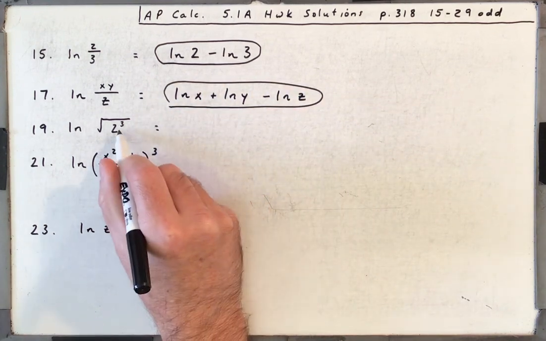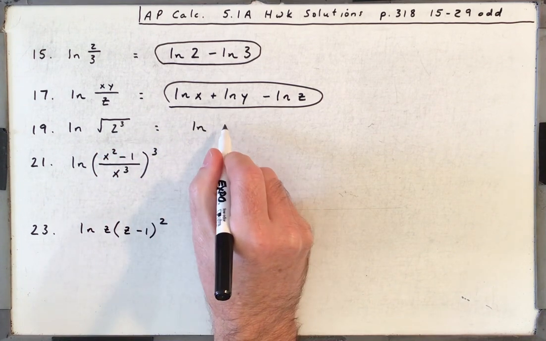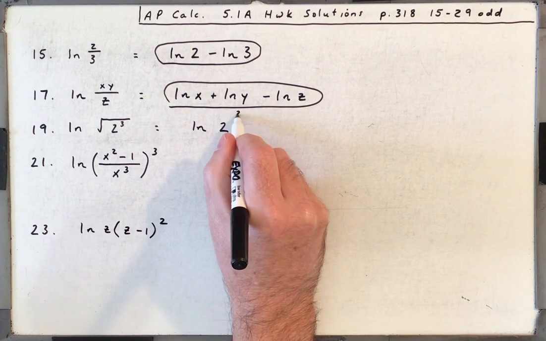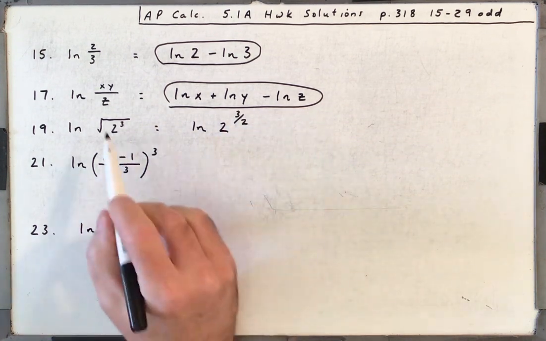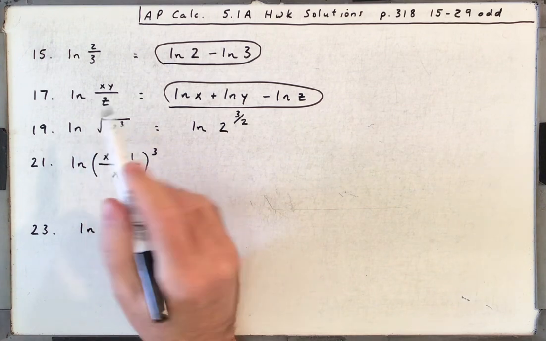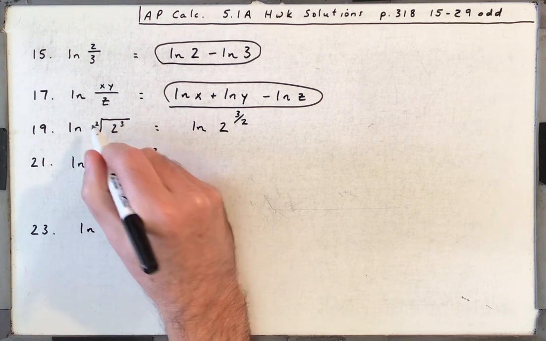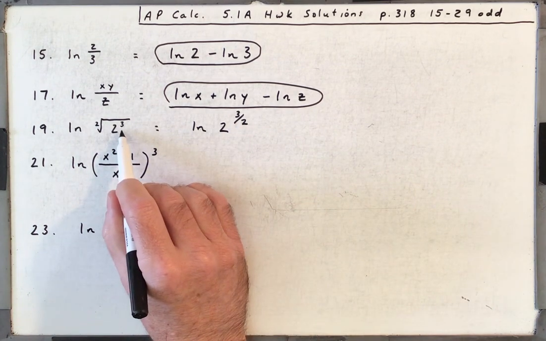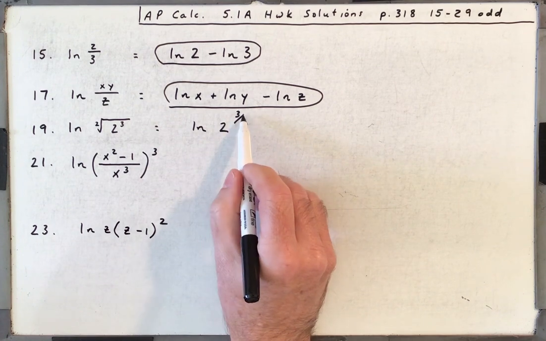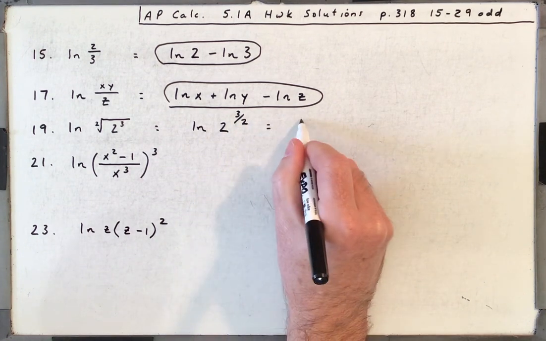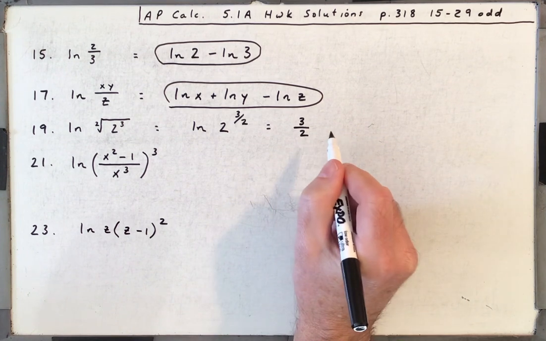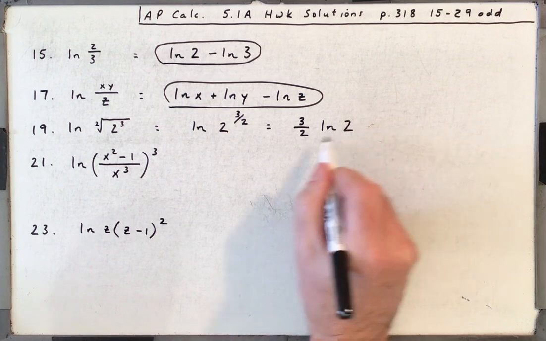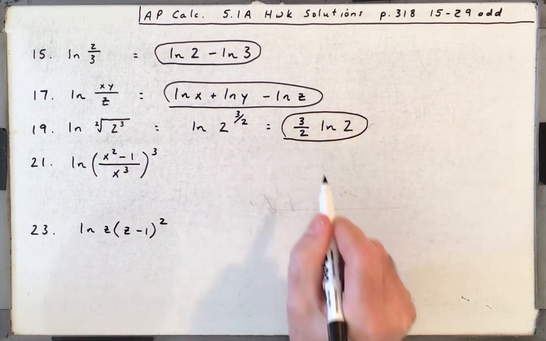Number 19, this is the same as the natural log of 2 to the 3/2 power. So remember the radical, what's in the crook of the radical, in this case nothing's listed, so it would be a 2, right, is the bottom of the fraction. So if we write that as a fractional exponent, it would be 2 to the 3/2, and we can bring that 3/2 out front. So that's 3/2 times the natural log of 2. And that's all we can do.